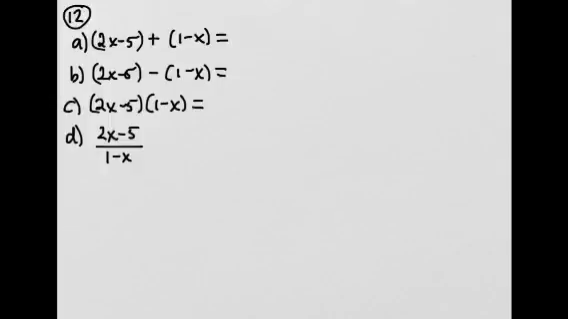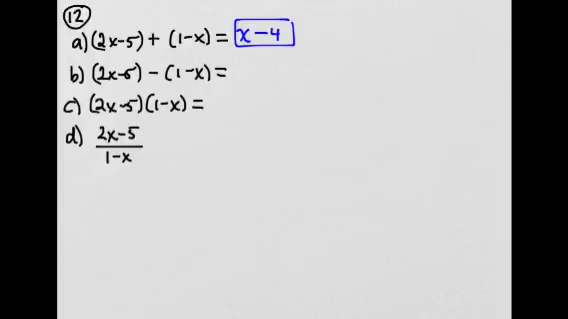Okay, so for numbers 12 through 18, we're going to do the four operations, adding, subtracting, multiplying, and dividing the two functions, f of x and g of x. So I already have number 12 on the screen. So with adding, again, remember you just combine like terms. So I've got 2x and negative x and negative 5 plus 1. So 2x plus negative x gives me x. Then negative 5 plus 1 gives me negative 4.